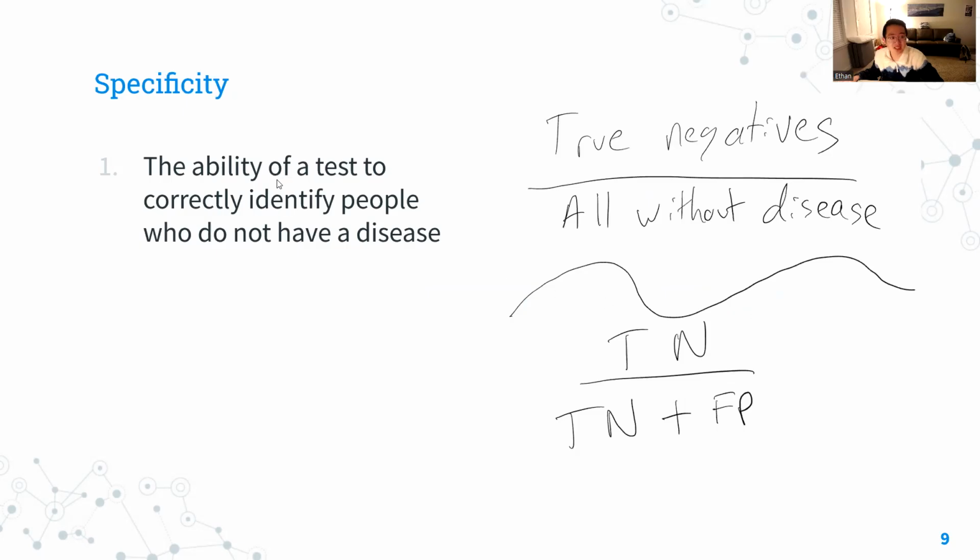Specificity here is the ability of a test to correctly identify people who do not have a disease. So again, assuming that our denominator, our sample size, is everyone without a disease, the specificity is the ability to label as negative all the people who don't have a disease. It's true negatives over true negatives plus false positives, because a false positive is someone who the test labels as positive, but again, doesn't actually have the disease. That's how this probability is calculated.